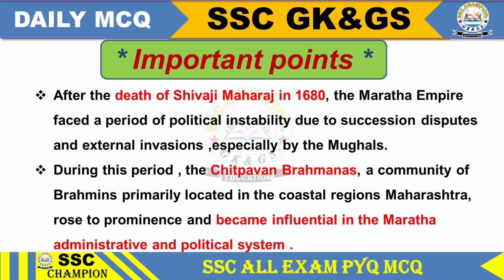Points. After the death of Shivaji Maharaj in 1680, the Maratha Empire faced a period of political instability due to succession disputes and external invasions, especially by the Mughals. During this period, the Chitpavan Brahmans, a community of Brahmins primarily located in the coastal region of Maharashtra, became influential in the Maratha administrative and political system.